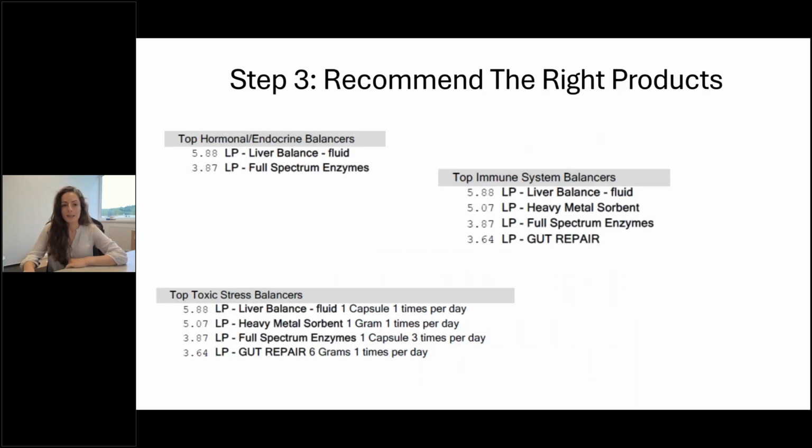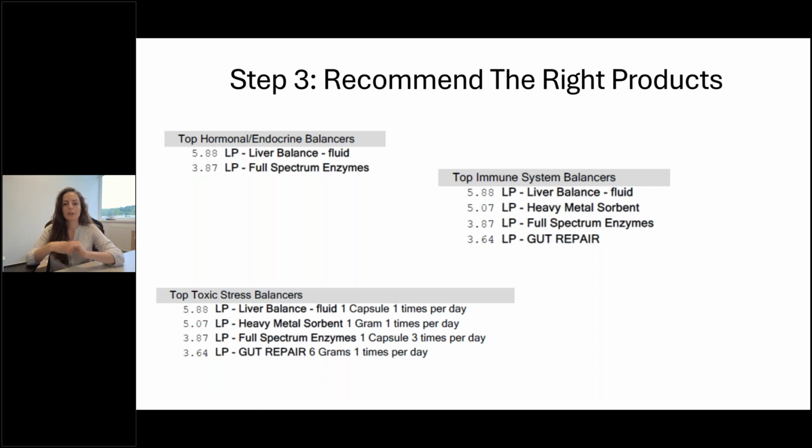So for step number 3, recommending the right products, what I did in this report is I took a picture of the list of products from the pages of all 3 of my priorities. If you remember, it was the immune system, the hormonal system, and the toxic stress. So I took screenshots of those products that came up as the solution to get rid of the stress in those areas, and I compared them. And when I looked at all of them, I saw that definitely the number one product is the liver balance fluid. That's my number one product.